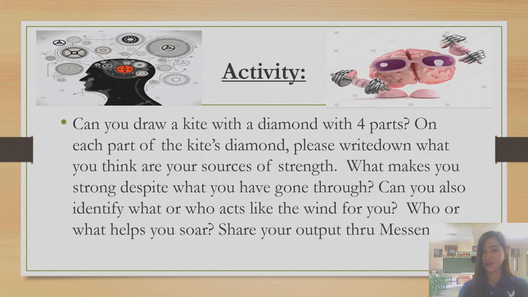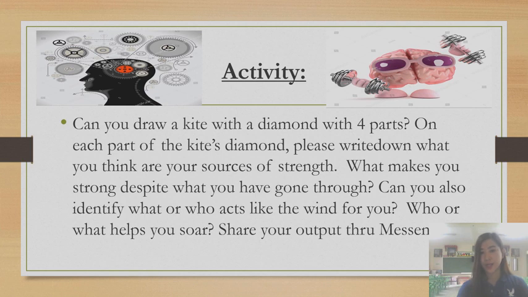Now let's have an activity. All you have to do is to draw a kite with a diamond with 4 parts. On each part of kite's diamond, please write down what you think are your sources of strength. What makes you strong despite what you have gone through? Can you also identify what or who acts like the wind for you? Who or what helps you soar? And then share your output through Messenger.